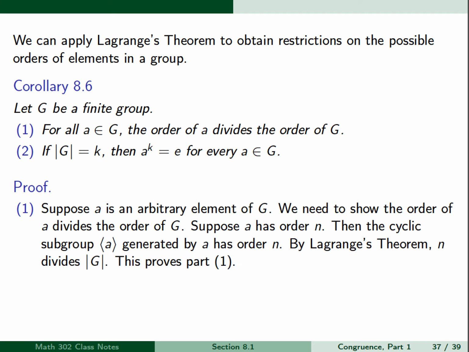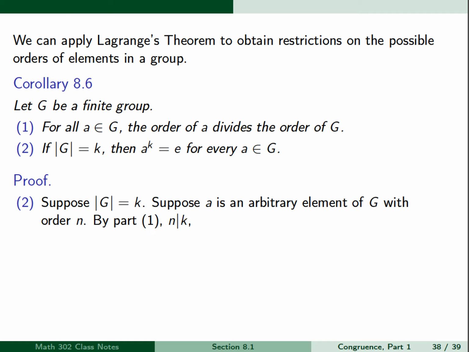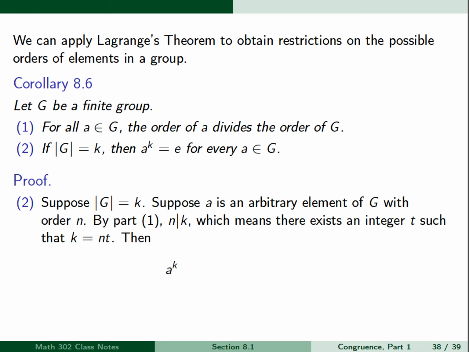So that proves 1. Now for 2, let's suppose that the order of G is equal to k, and suppose a is an arbitrary element of G with order n. Then by part 1, the order of a, which is n, must divide the order of the group G, which is k. So n divides k, which means there exists an integer t such that k is equal to nt. Then a^k will be a^(nt), which is (a^n)^t, which is equal to e^t. Since the order of a is n, then a^n is the identity, and the identity raised to any power will just be the identity. So we obtain our conclusion, a^k is equal to e, and this proves part 2.